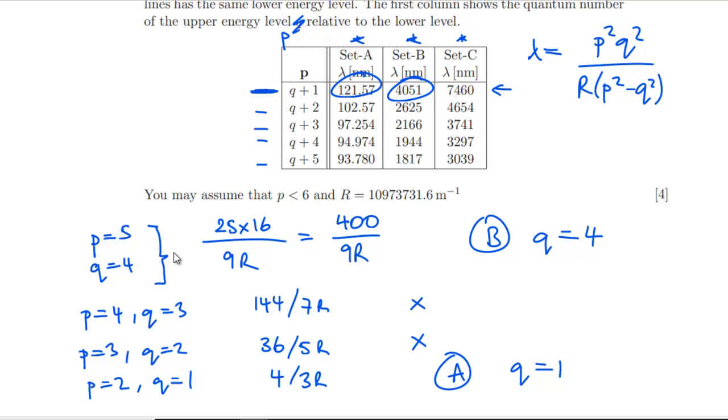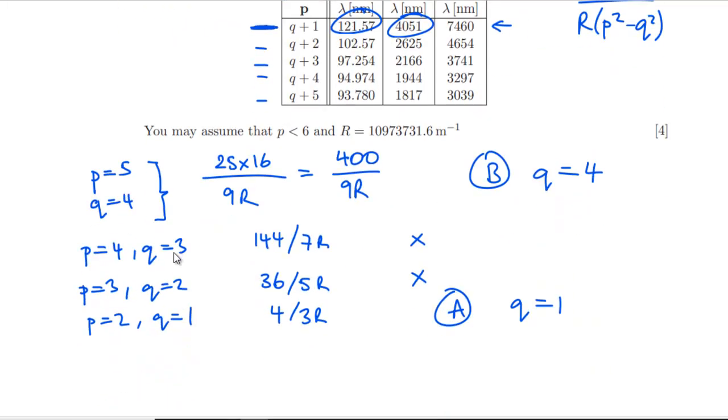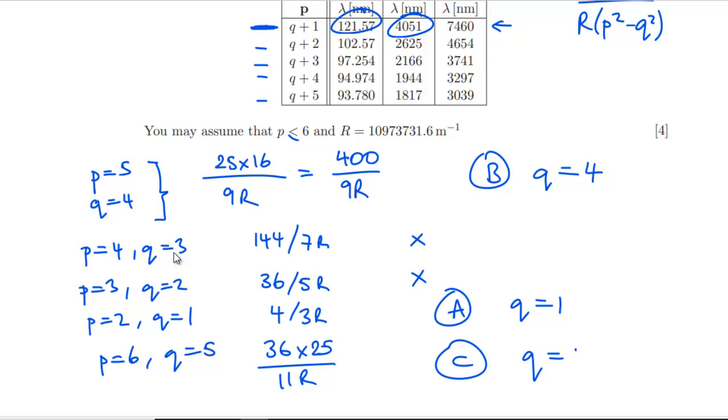So what do we do with this? Maybe they've done another typo. Can we go up to P is equal to 6? I mean, they've said P is not... well, I'll try that. If not, I don't know where to go now. So P is 6, Q is 5. Let's try that then. We've got now 36 times 25 over 11R. Is that going to come out of the 7460? Yeah, it does. Right, okay, so that's not true actually. So that should be less than or equal to 6. So we've got Q is 5 for that one.